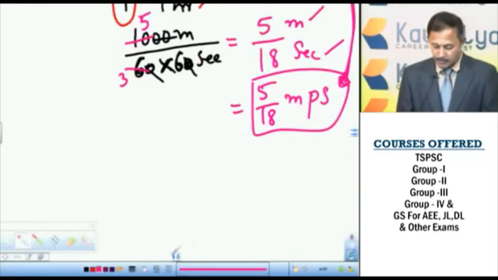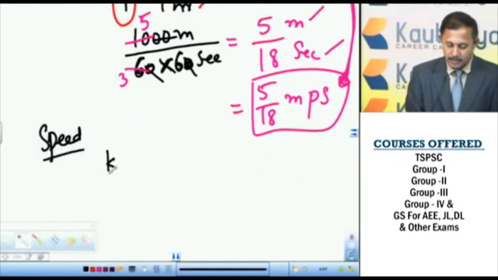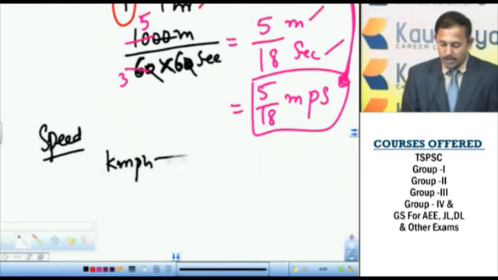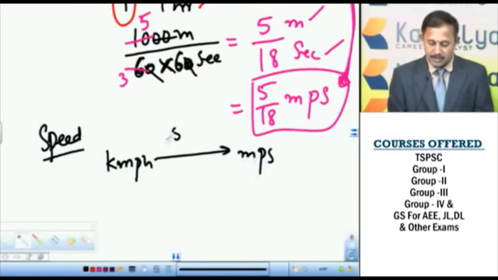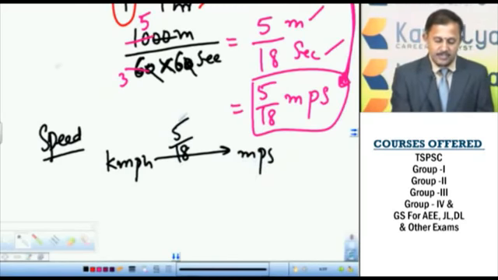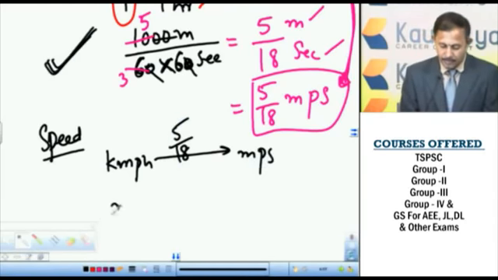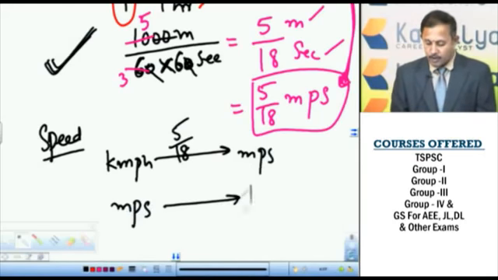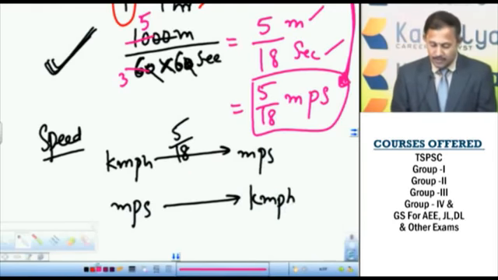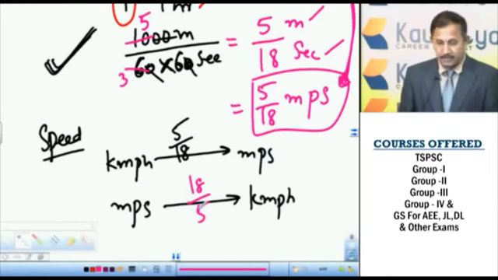Suppose the speed of the vehicle is given in terms of kilometer per hour. In order to convert the speed from kilometer per hour to meters per second, we have to use the fraction 5 by 18. Friends, this is the concept behind that 5 by 18. On the other hand, if the speed of the vehicle is given in meters per second, in order to convert the speed from meters per second to kilometer per hour, you have to make use of the fraction 18 by 5. So this is the concept behind time and distance.